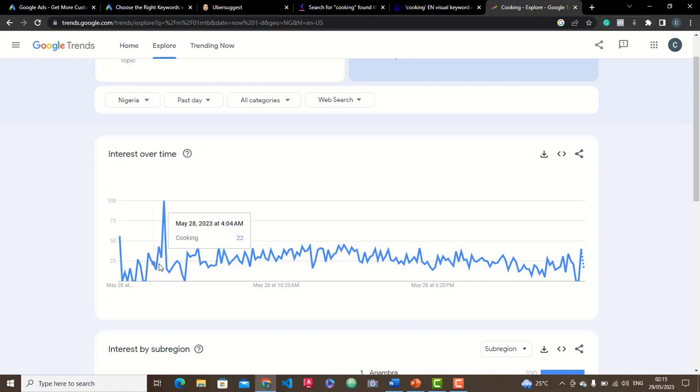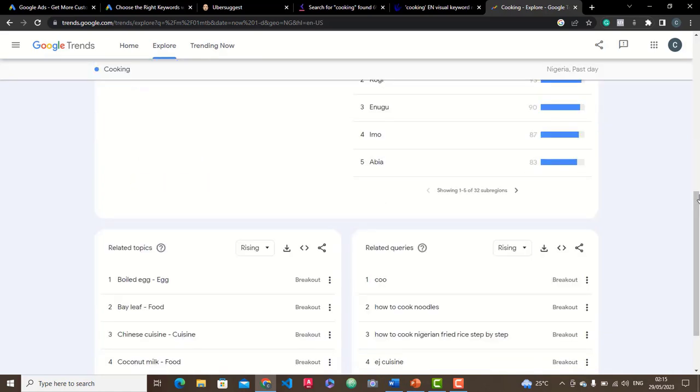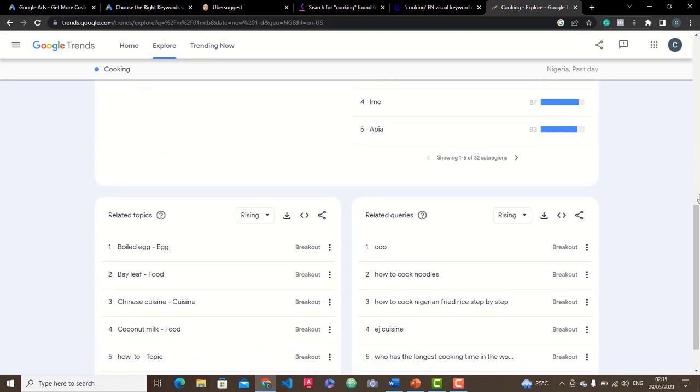So Google Trends gives us real-time data about the interest. Let's still go to the topic that's related keywords that people are also searching for, or that is rising, that is trying to break out. So related topics are boiled egg, bay leaf food, Chinese cuisine, coconut milk, how-to topic. So these are topics that are actually trying to make it out of the cooking niche. You can see how to cook Nigerian fried rice step by step. So this actually gives you trends, so you can jump on these trends and use it to break out before people even know that there's any topic like this.